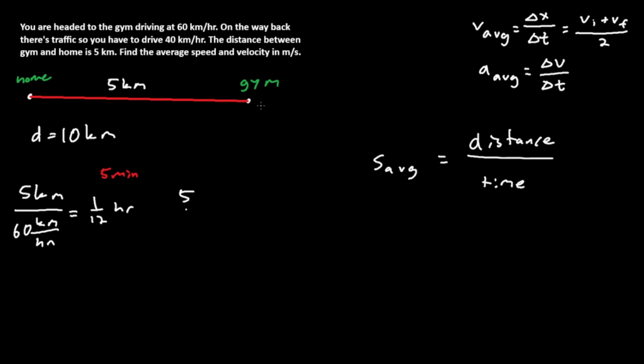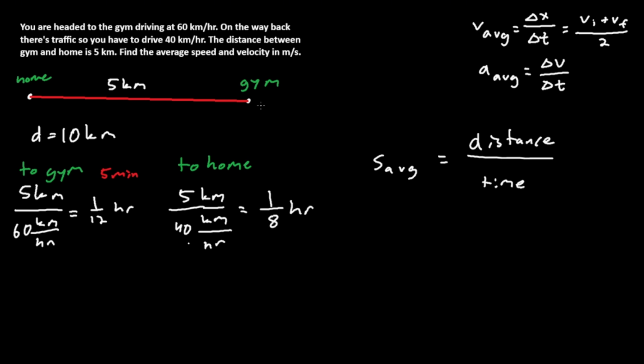And again, on the way back, 5 kilometers over kilometers per hour. So this is on the way back, from the gym to home. And this is just 1 over 8 hours. So your total time that you spent driving is equal to 1 over 12 plus 1 over 8 hours. And this is equal to 5 over 24 hours.